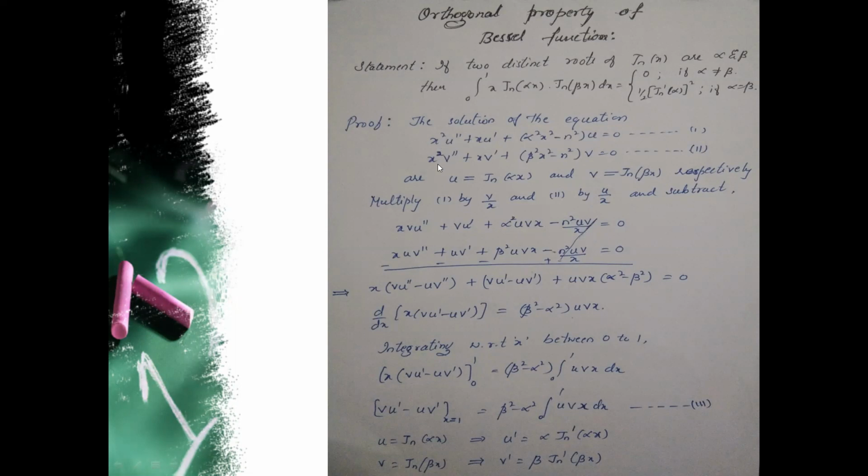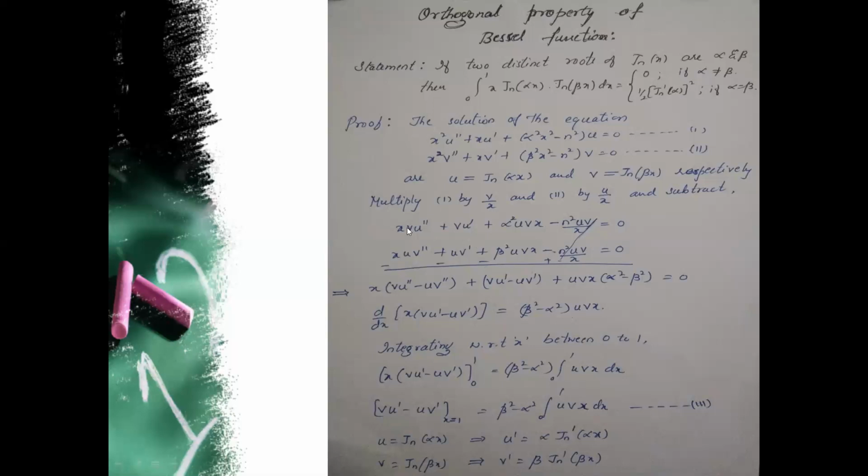Second equation now we will multiply by u by x. One x cancels, we have x u v double dash here. Second term x v dash multiplied by u by x, x cancels, we are left with u into v dash. Then again we'll split this: beta square x square v multiplied by u by x, we get beta square u v x, and the last term minus n square v into u by x, we get minus n square u v by x. RHS terms are zeros. Now let us subtract these two equations. You can see the last terms are the same, they get cancelled with different signs.